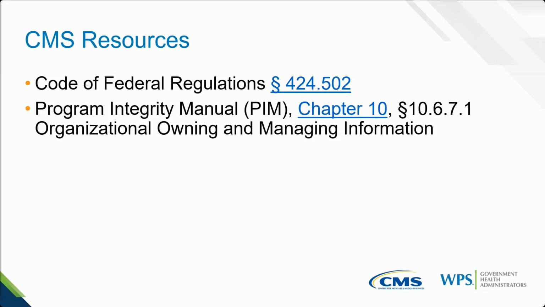I'm also providing you with information from the Program Integrity Manual, Chapter 10. Section 10.6.7.1 provides information on organizational owning and managing control information, who to report, and what to report. It talks about the qualifying roles we talked about today. It also provides some examples for how to calculate percentages for Part A organizations that have to report that, with examples of direct and indirect ownership and what that calculation looks like. Again, that can get a little bit murky, and there are some really good examples there if you care to take a look.